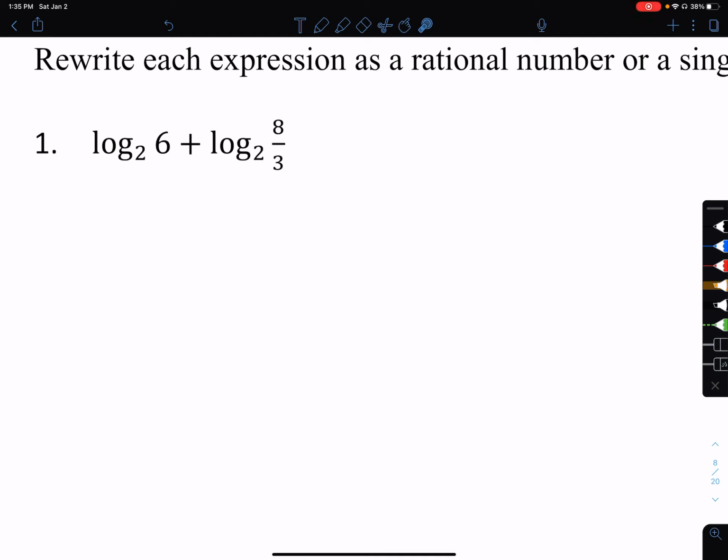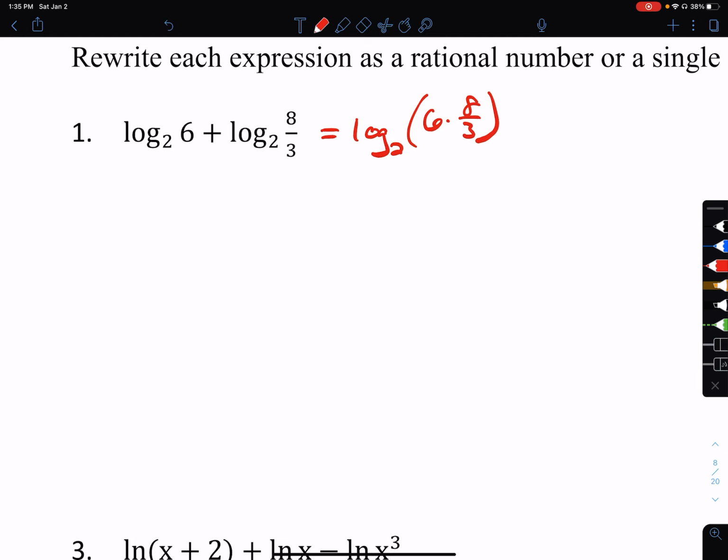Using the product property, since we have two logs with the same base, we can rewrite this as one logarithm with the same base, and we can multiply the two arguments together. Now, this argument is just simply simplifying fractions being multiplied by a constant. We can divide 6 by 3, it goes 2 times. So this is the same as log base 2 of 16.